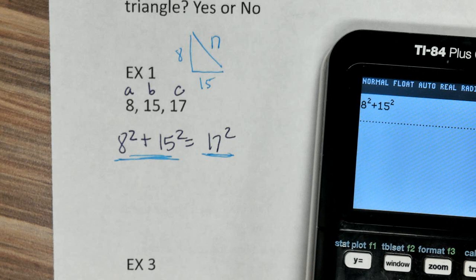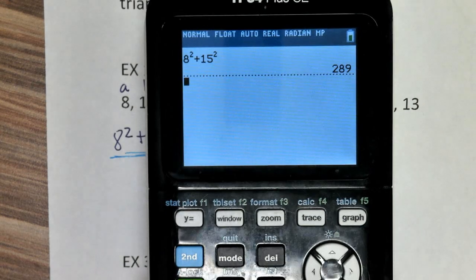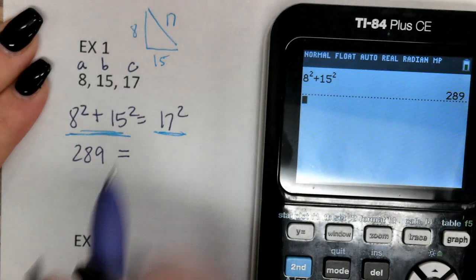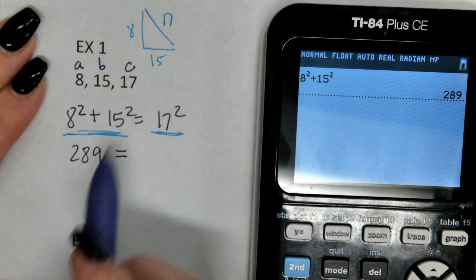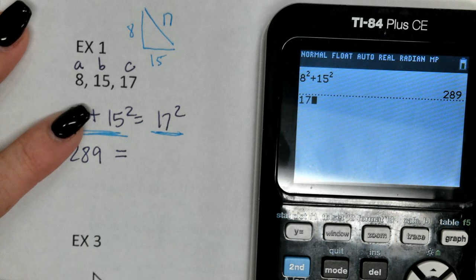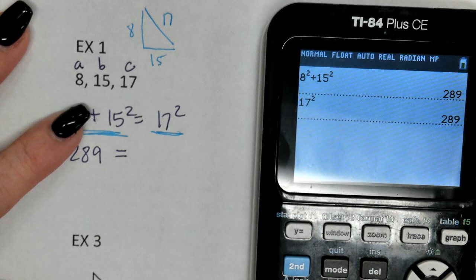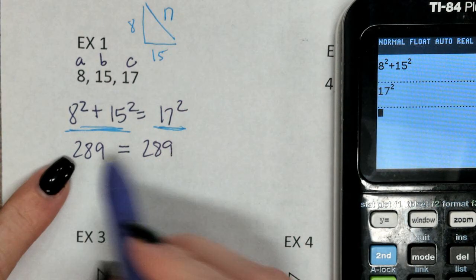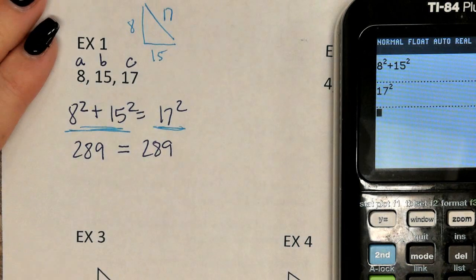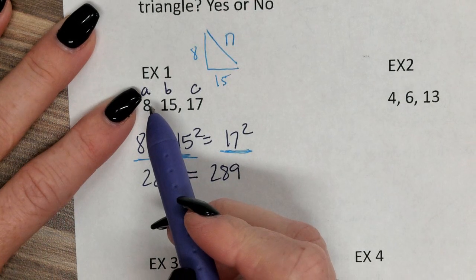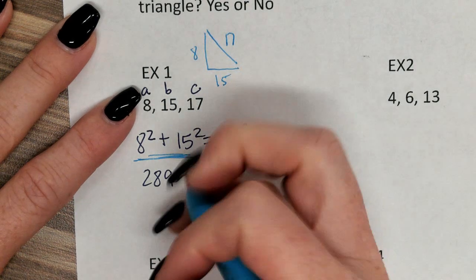And write it down, 289. And now I'm going to put my equal sign, and I'm going to say, if 17 squared is 289, then my answer is yes, it's true. So 17 squared is 289. So is it true? Yes, because 289 equals 289. So these three numbers would form a right triangle. My answer is yes.